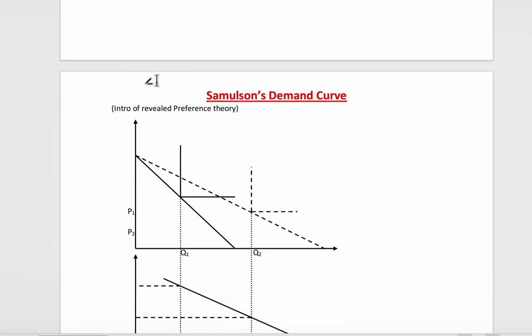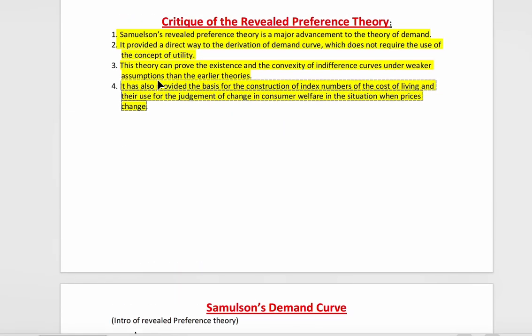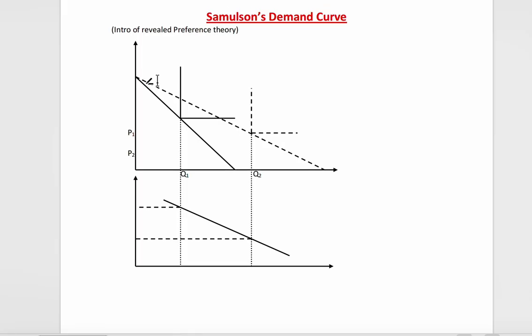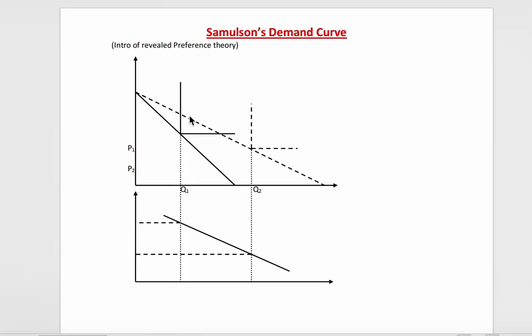So we can also use the RPT theory to derive the demand curve. Suppose the consumer is in equilibrium at this point initially. Now the price of the yolks falls. As a result, the budget line swings outward, and the consumer will be in equilibrium at this point by consuming more yolks. So by joining this point and this one, we can get the downward sloping demand curve.